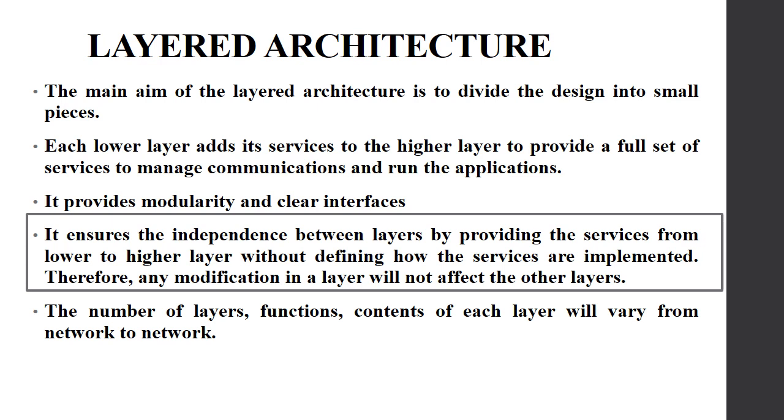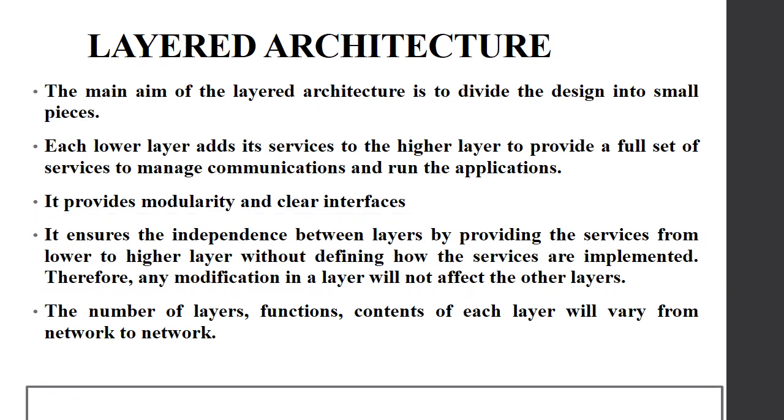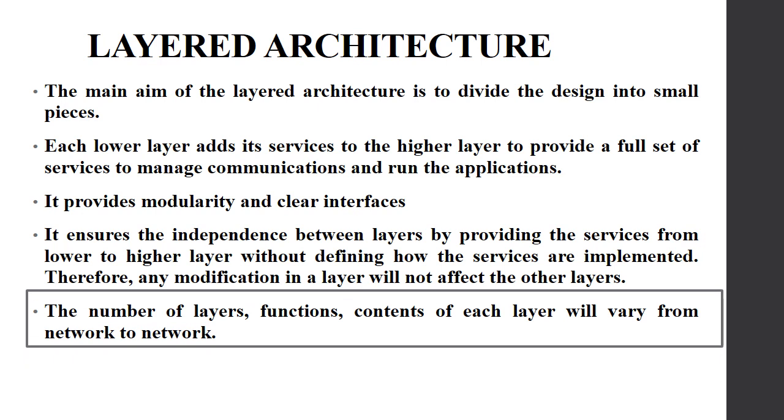It ensures independence between the layers by providing service from lower to higher layer without defining how the services are implemented. Therefore, any modification in a layer will not affect other layers. The number of layers and the function and content of each layer will vary from network to network.